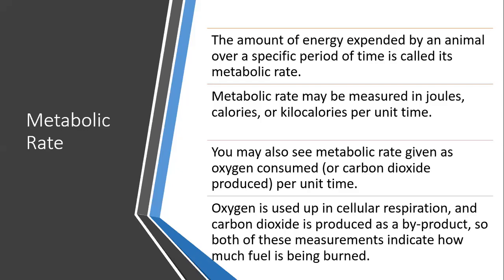All right, the answer is really because, remember that metabolic rate speaks to the amount of energy being used by an animal over a specific period of time. Once you're doing any sort of activity, you always have to inhale or exhale, correct? And you do that at a particular rate based on the energy that you're utilizing. So they're able to directly link the oxygen consumed or the carbon dioxide produced per unit time to give the metabolic rate. Was that clear? Yes. Okay. So oxygen is used up in cellular respiration and carbon dioxide is produced as a byproduct. Both of these measurements indicate how much fuel is burning.